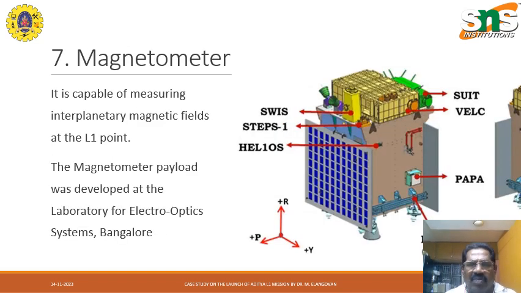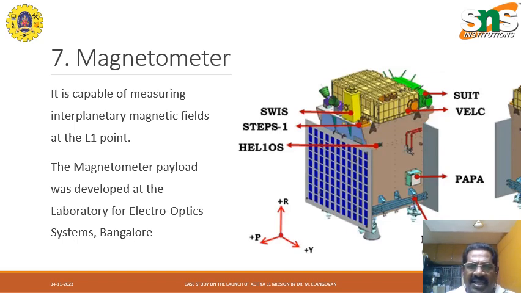The seventh payload, the magnetometer, is capable of measuring the interplanetary magnetic fields at the L1 point. The magnetometer payload was developed at the Laboratory for Electro-Optics Systems at Bangalore. We see here the PAPA, the SUIT is here, the VELC is here, the SWIS is here, the HEL1OS, etc.